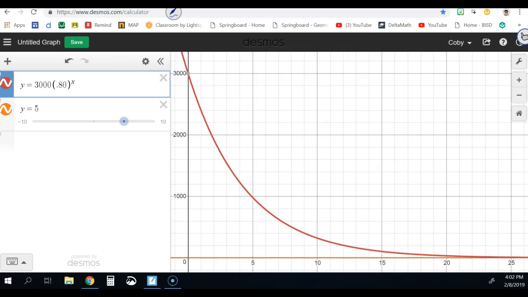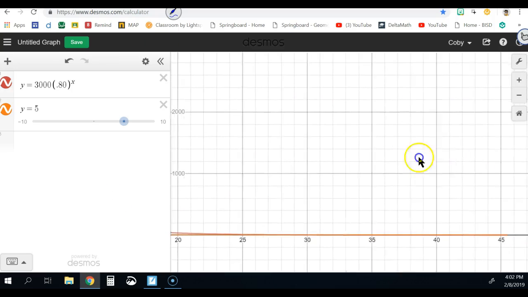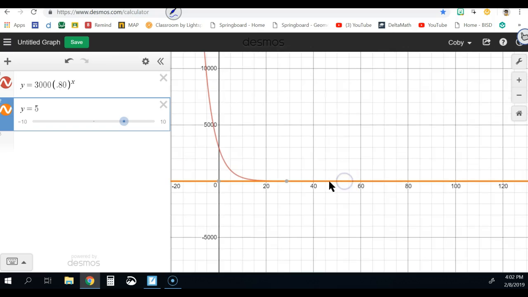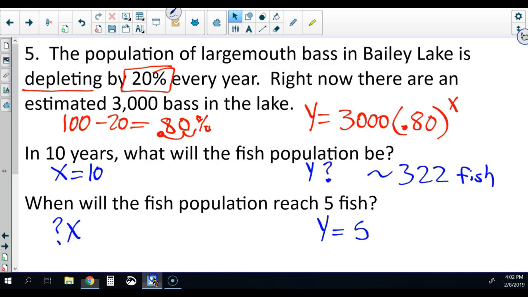It looks like it might be off the graph here, so zoom around a little bit and right there. Oh, 28.667 years. So at 28 years, there's going to be a little bit above 5. At 29 years, so if we round up, 29 years is the whole number year when we'd reach below 5 fish. So I'm going to say about 29 years.